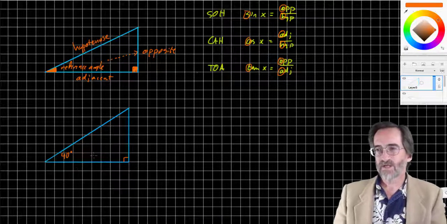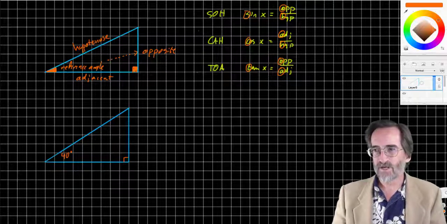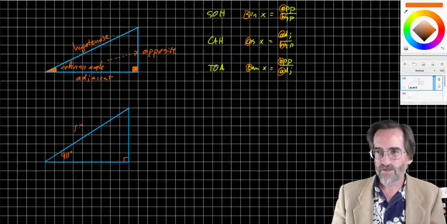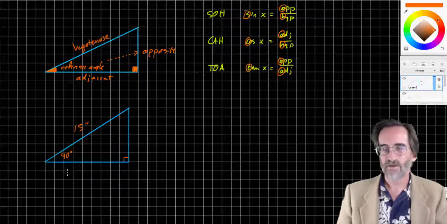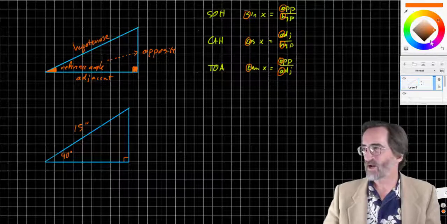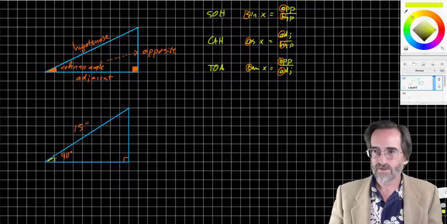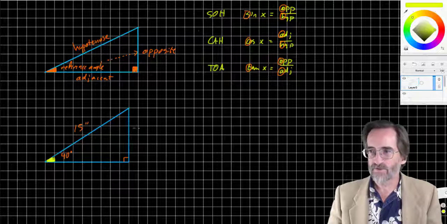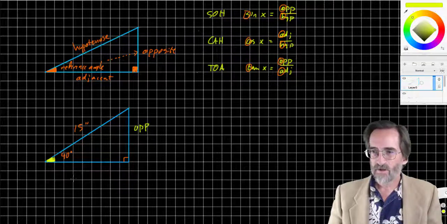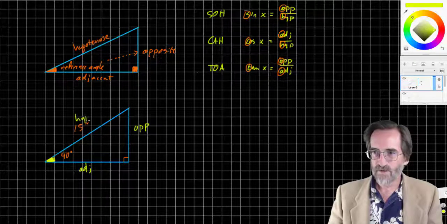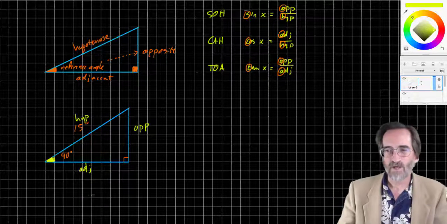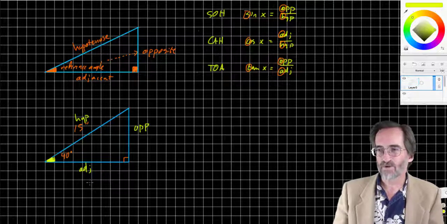And let's say this side is 15 inches. Now let's name the sides. The reference angle in this case is the angle that we know. This is the reference angle. So if that's the reference angle, then this is the opposite, this is the adjacent, and this is the hypotenuse. So it's important to clearly identify the angles that we're concerned with.